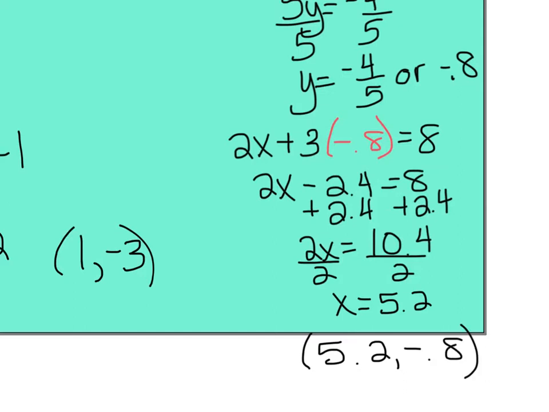Now think about that on a graph. Would you be able to specifically identify that point? The answer is no, you'd be estimating, which is why graphing is not always the best method, and we have methods like elimination and substitution to help us out with.